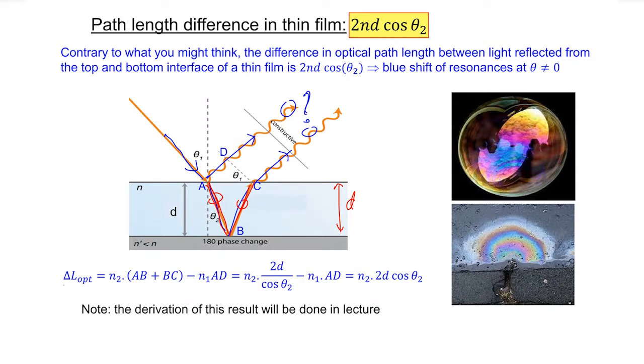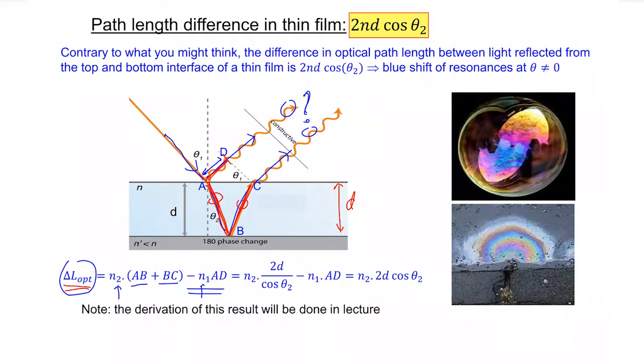If you do the exact calculation of the optical path length difference between this path and this path, you realize that you have the paths from A to B and B to C multiplied by the refractive index of that medium to get the optical path length. But you have to subtract the optical path length of this AD path. So the length of AD times the refractive index in the top medium.